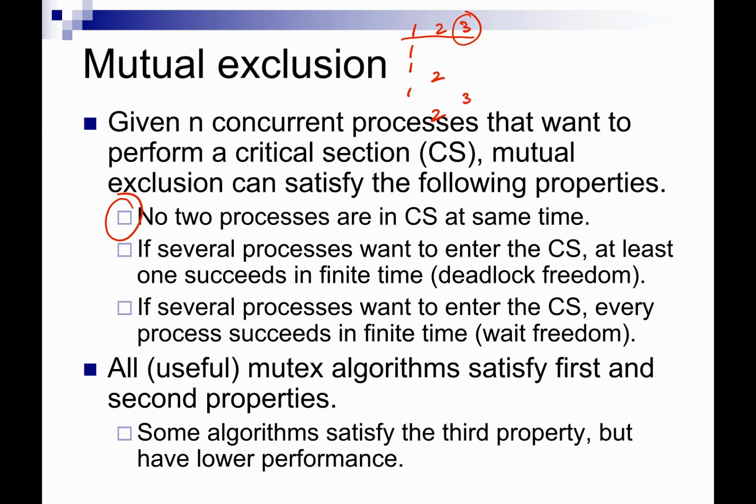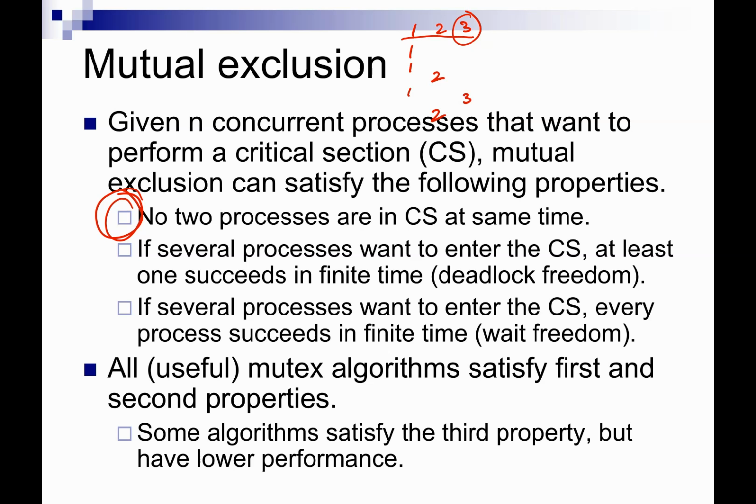Now, any mutual exclusion algorithm has to satisfy the first property, the mutex property, because if you don't satisfy that, then the algorithm is useless. It's not doing anything. And the algorithm has to satisfy some sort of progress property, because otherwise nobody can make any progress. But usually it's much easier to satisfy the deadlock freedom property than the wait freedom property.